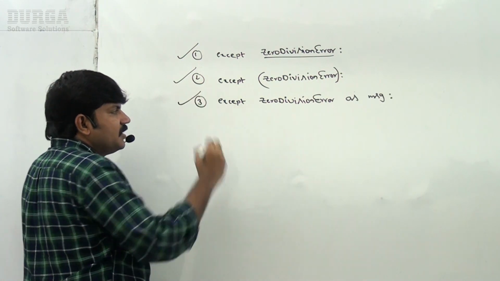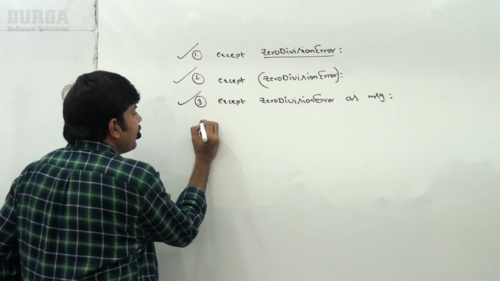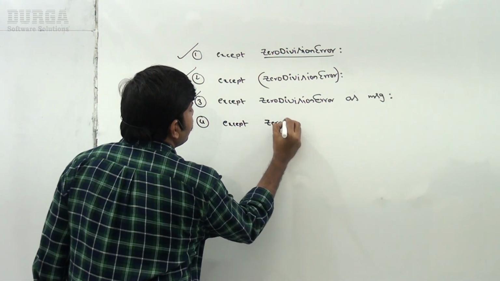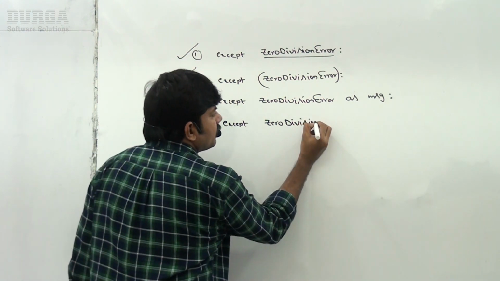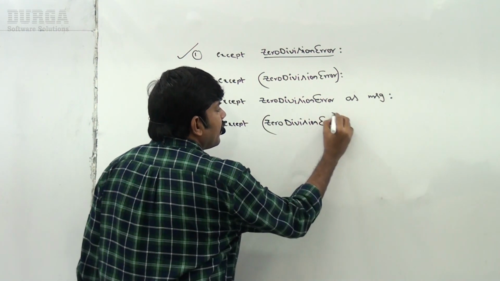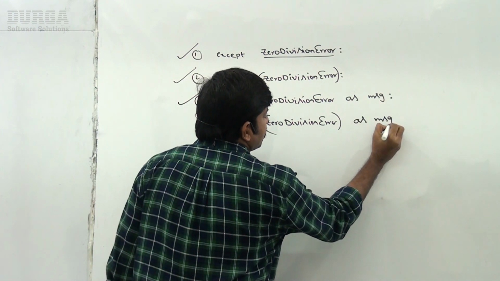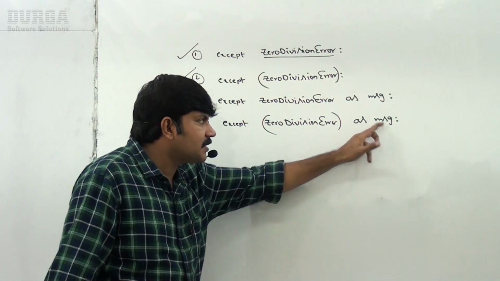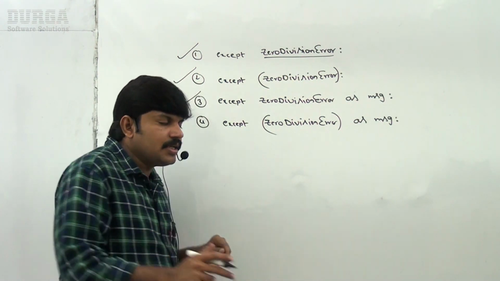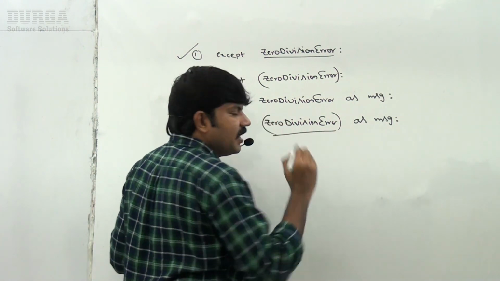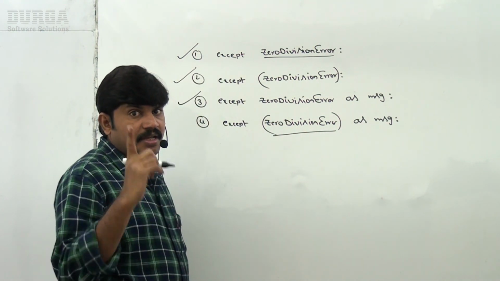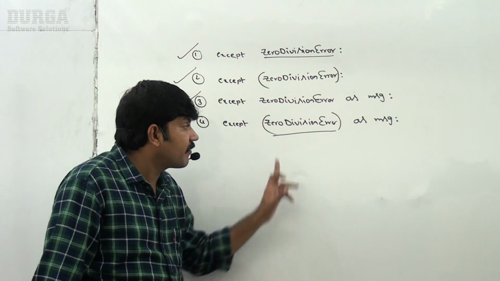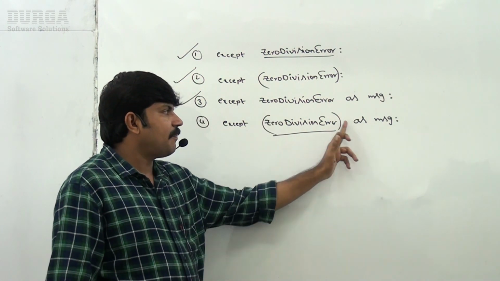Sir, can you please tell, is it valid or not? Yes, perfectly it is valid. Now, except ZeroDivisionError as message. Remember this very carefully, sir. If you want to use "as message", it should compulsorily be outside of the parenthesis only. By mistake, if you take it within the parenthesis, we are going to get an error immediately. Take very special care. It should be outside of the parenthesis only.